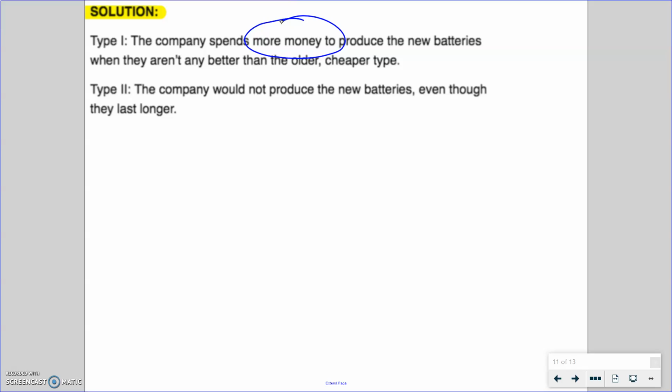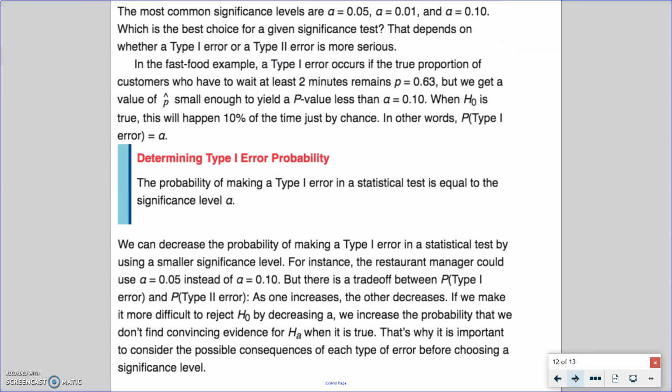If it were a type 2 error, maybe the company doesn't produce the new batteries even though they do last longer. So maybe the new batteries, even though they do last longer, we find evidence that they're about the same and we go, nah, we're not going to produce that. Really, that's not that big of a deal. So which one's more serious? Definitely type 1. Spending money when we don't need to, right? Versus type 2, hey, we don't make a new battery that lasts longer. I think we'll survive. It's okay, right? That's kind of the idea.